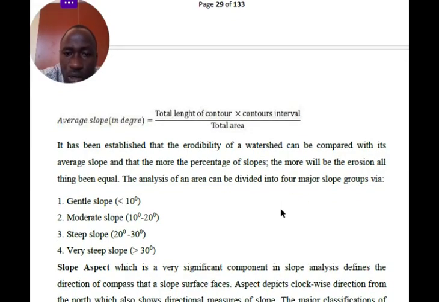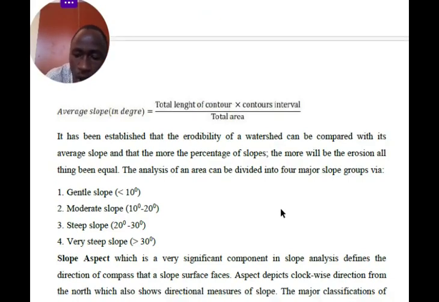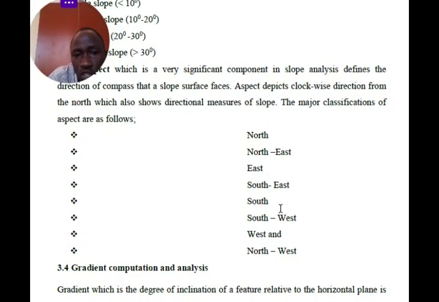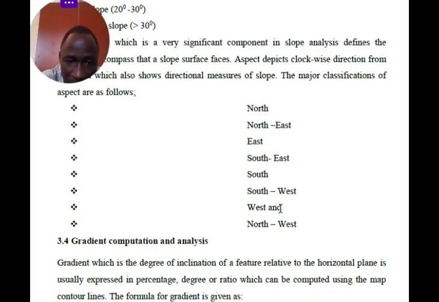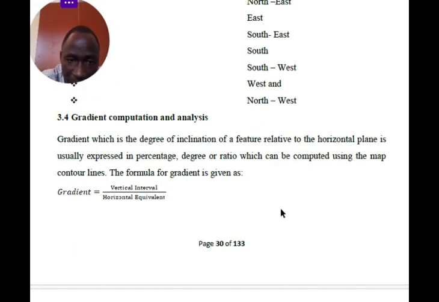They are saying that the analysis of the area can be divided into 4 major slope groups: gentle slopes, moderate slope, steep slope, and very steep slope. They measure them in degrees, then convert them using the above formula. When you continue, they are talking about location, depending on the degrees obtained. Then below we have a formula for finding the gradient, that is the vertical interval over the horizontal equivalent.